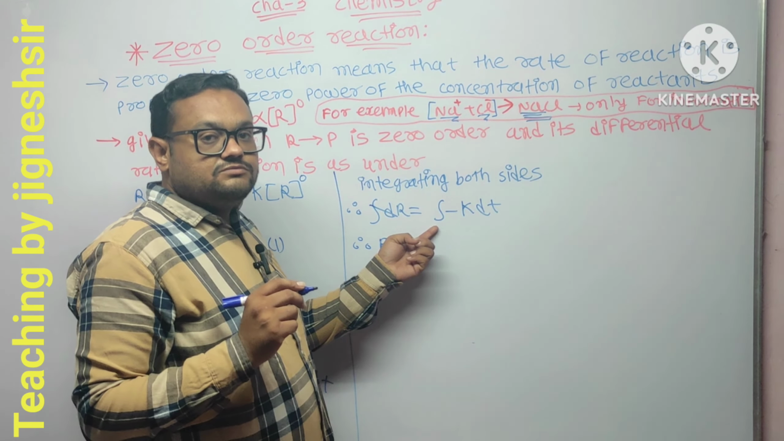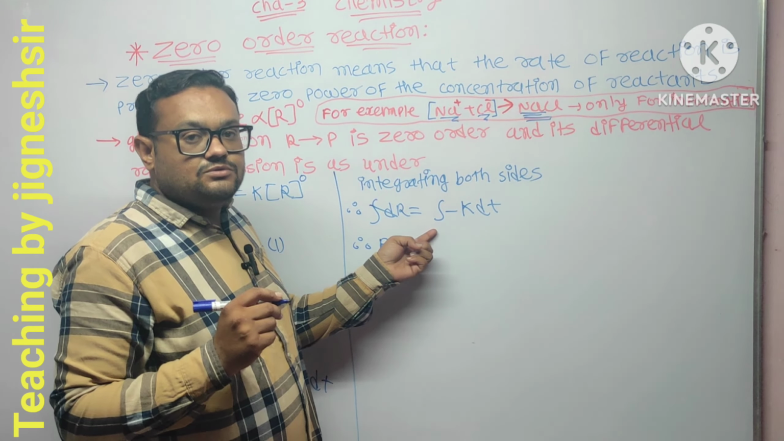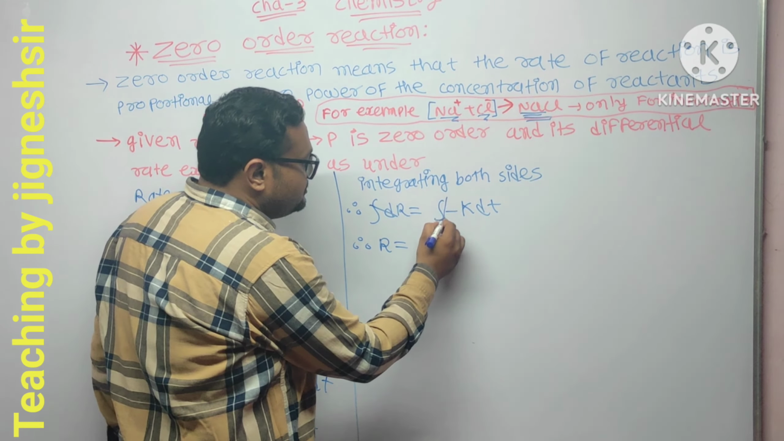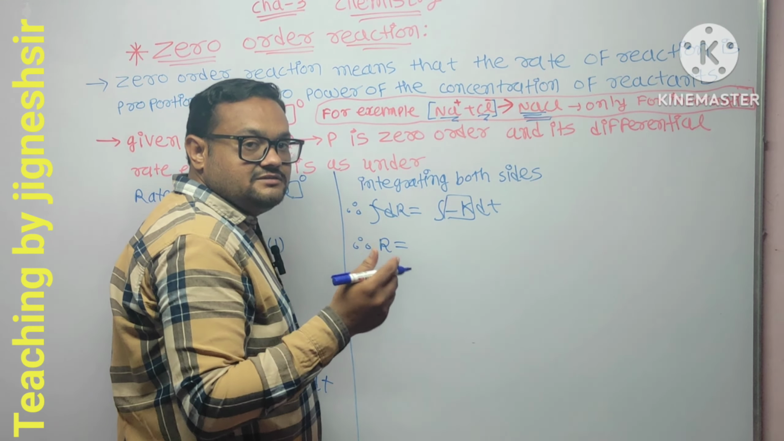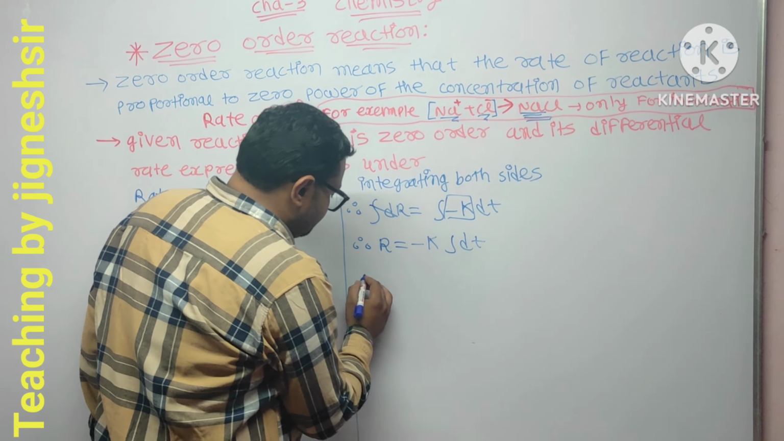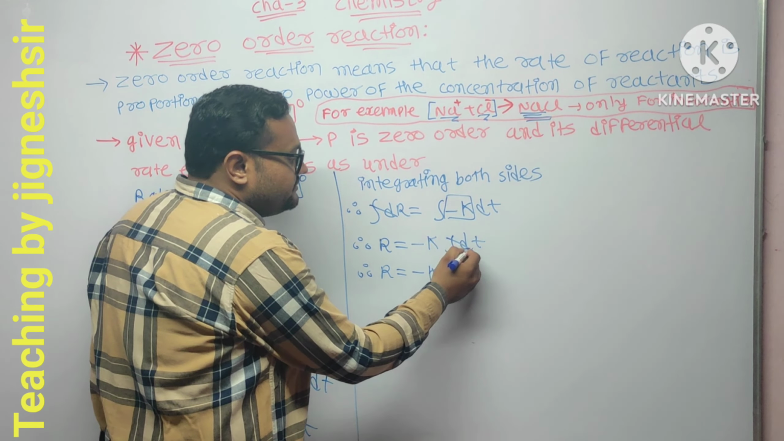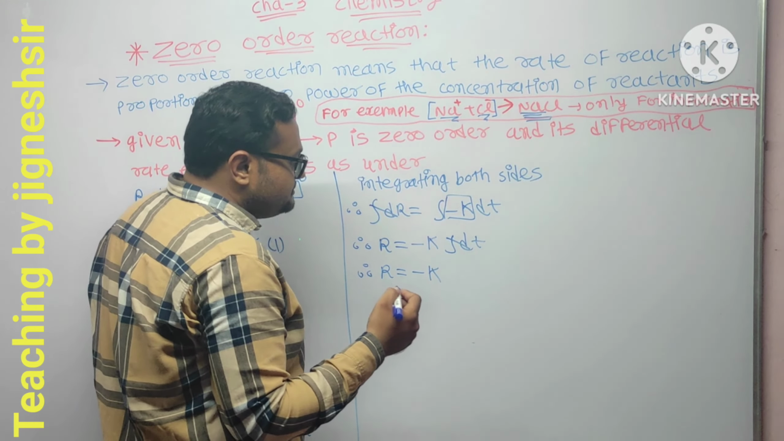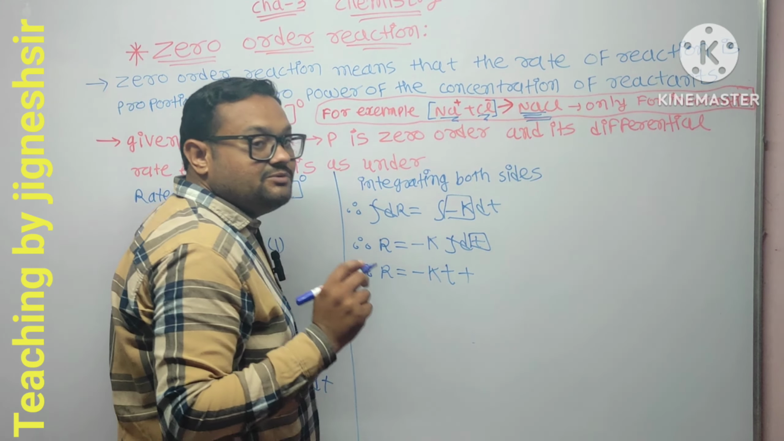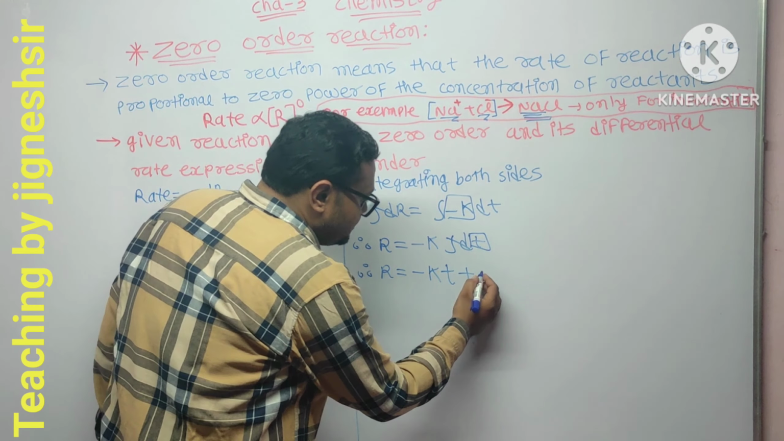Here we have to know the first integration rule: in integration we have to take the constant term outside the integration. Here the constant term is minus K, so minus K will be out. Therefore minus K integration dt. Therefore R is equal to minus K. Here again integration and differentiation cancel each other, therefore we only get t. Whenever we integrate any equation we have to put an integration constant, that is I.